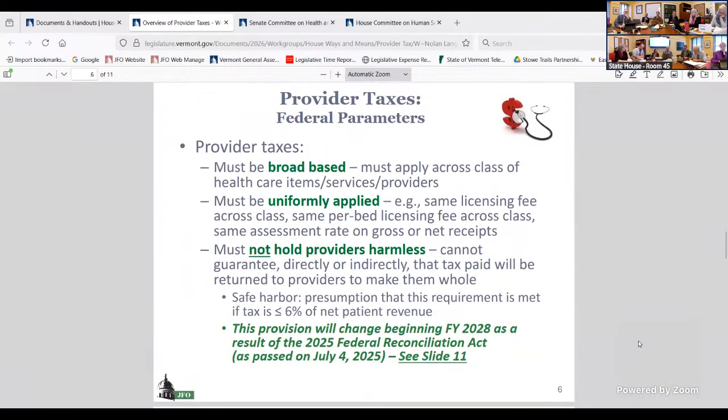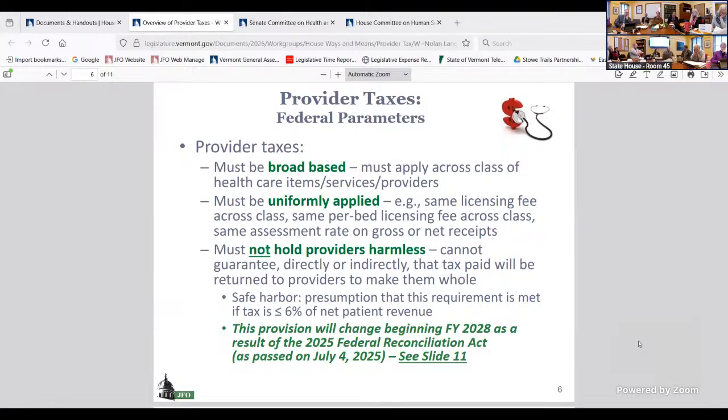Jen's going to talk about the federal parameters. Yes, so for provider taxes, we're allowed under federal law to tax up to 19 different types of services. We do fewer, and Noel has slides coming up that show what we do and what we don't. But there are certain requirements around provider taxes. They must be broad-based. So if we tax a class of providers like hospitals, we have to tax all hospitals. We can't say we're going to tax certain types of hospitals and not other types of hospitals.